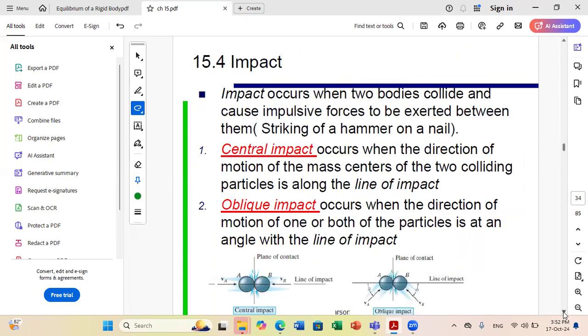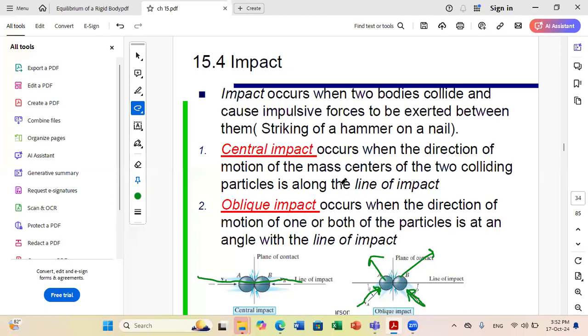So now we'll consider the difference between central and oblique impact. Whenever we talk about central impact, this means that the initial velocities are collinear, along the same line. However, for oblique impact, the initial velocities have different directions. If the initial velocities are along the same line, the final velocities will also be along this line. If you have different directions for velocities, then after separation you have new directions also. So this is the difference between central and oblique impact.